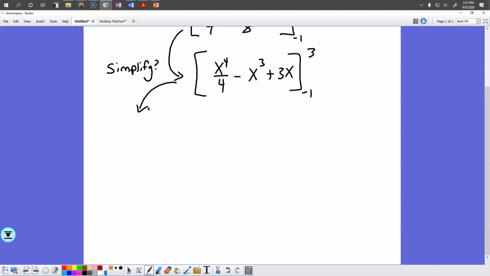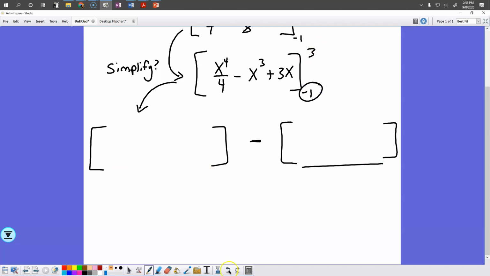Now, take my advice on how to show your work here. You're going to write 2 sets of brackets with a minus in between them. And what is going to go in each of these is, for the first set, you're going to plug in the 3, and for the second set, you're going to plug in the -1. Okay? So here's what that looks like.